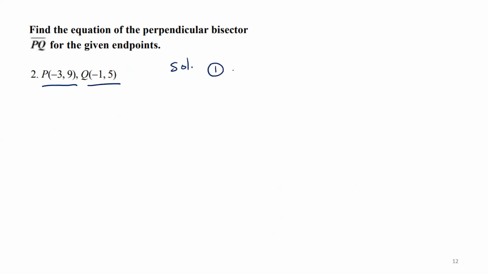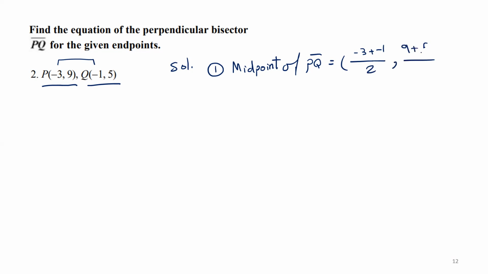Number 1, find the midpoint. The midpoint of the line segment PQ equals, very easy, just add the x's together: -3 plus -1 over 2, and the sum of y, 9 plus 5 over 2. So -4 over 2 is -2, and 9 plus 5 is 14, divided by 2 is 7. So the midpoint is (-2, 7).